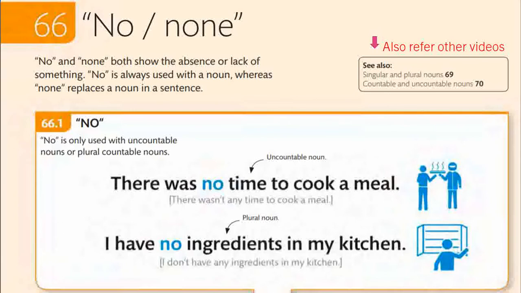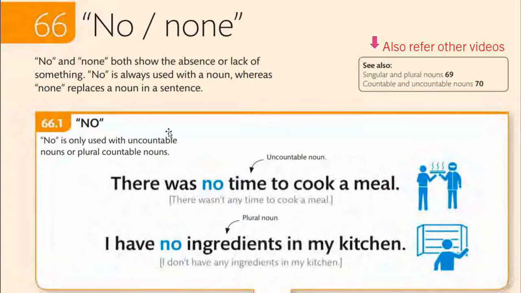The lesson is based on the use of no and none. Now, no and none both show the absence or lack of something. When to use which? That is quite interesting to know. No is always used with a noun, whereas none replaces a noun in a sentence. So that means if you still have the noun, before the noun you will have the word no, but if you're substituting the noun, then you will use the word none.